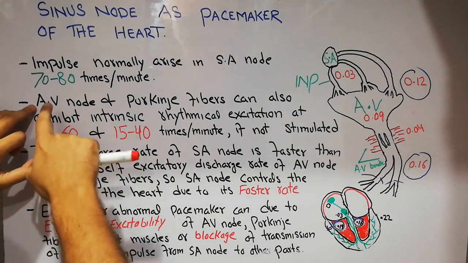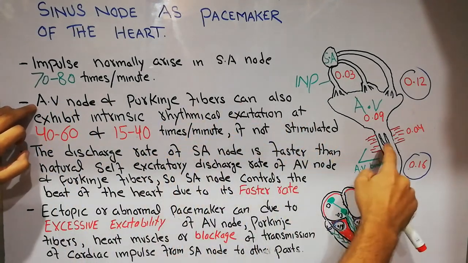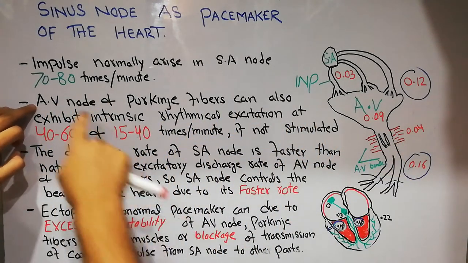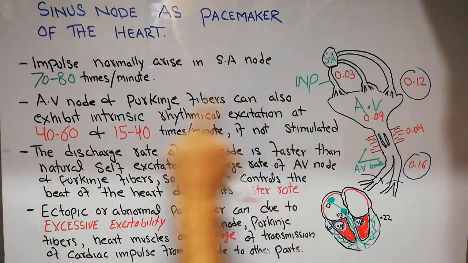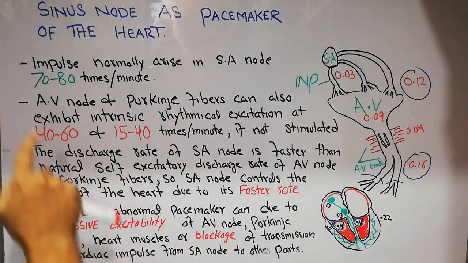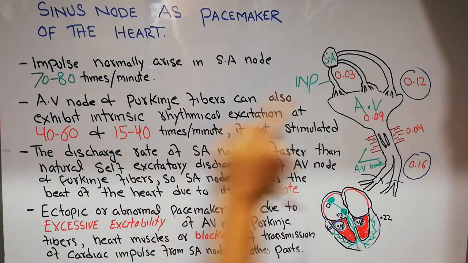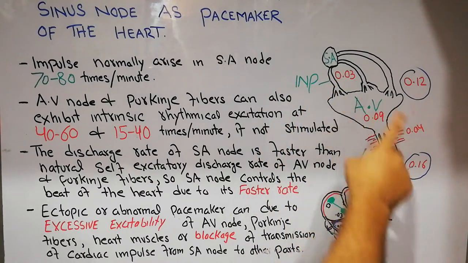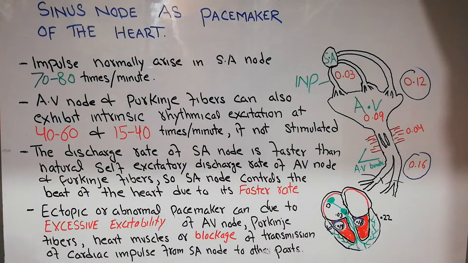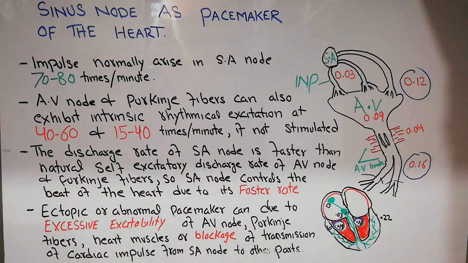The explanation is that the AV node, the atrioventricular node, which has been shown here, and the Purkinje fibers present in the AV bundle, can also exhibit intrinsic rhythmical excitation, at 40 to 60 times per minute for the AV node and 15 to 20 times per minute for the Purkinje fibers, if not stimulated. So the atrioventricular node and the Purkinje fibers also have that intrinsic rhythmical excitation. They can also produce that electrical spark, that cardiac current, regularly, which is normally produced by the sinoatrial node.